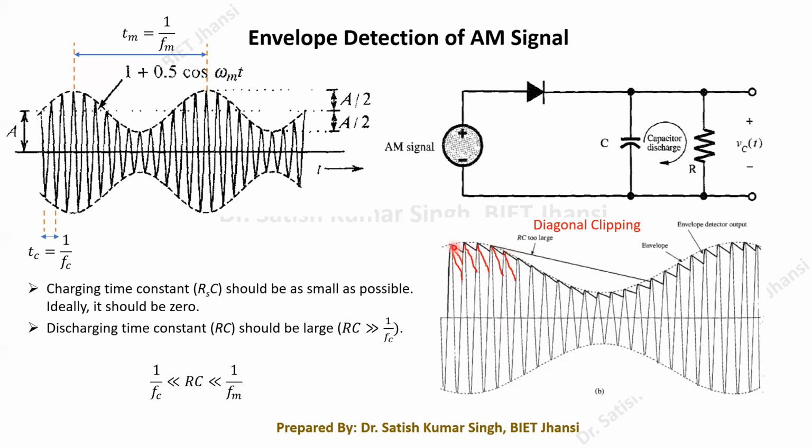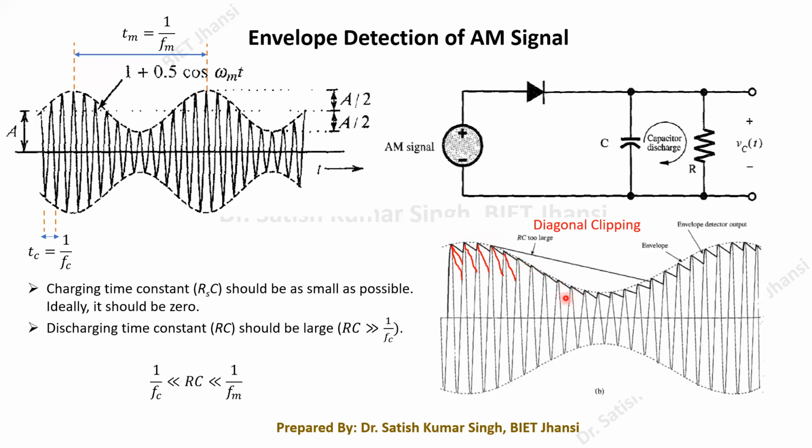In the previous case, we can see that all the peak points have been followed. When the discharging time constant is neither too large nor too small, it is following all the peak points. It is charging, then discharging, again charging, again discharging, in that way following all the peak points, and we have to follow all the peak points so that its envelope can be detected.